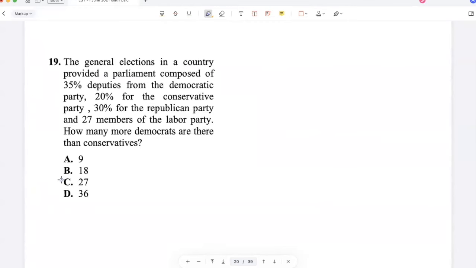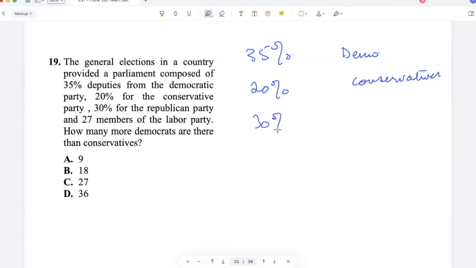The general elections in a country provided a parliament composed of 35% deputies from the Democratic Party, 20% from the Conservative Party, 30% from the Republican, and 27 members of the Labour Party. How many more Democrats are there than Conservatives? Okay, so 35% were Democrats, 20% were Conservatives, and 30% were Republicans, and 27 were Labour, right? So this is how much? 35, 55, 85. So 27 has to be 15%.